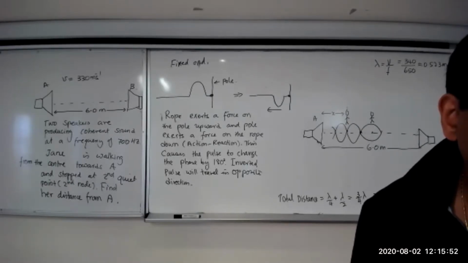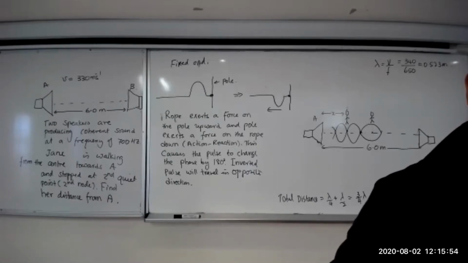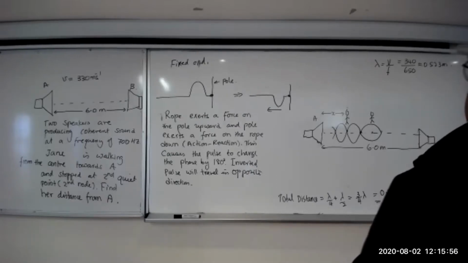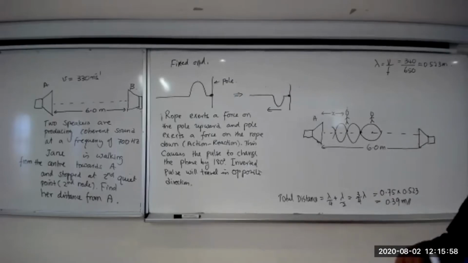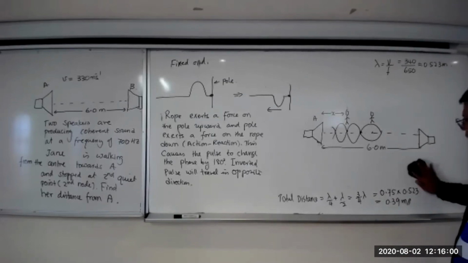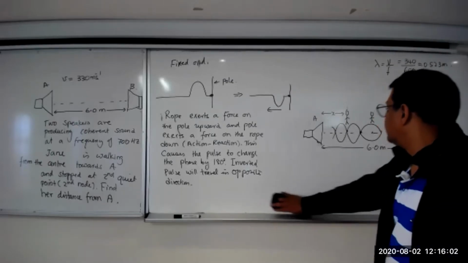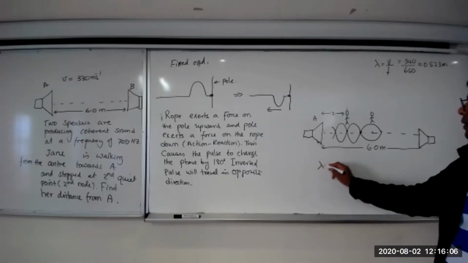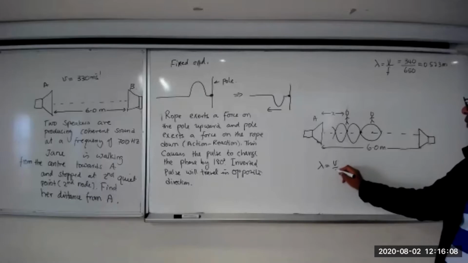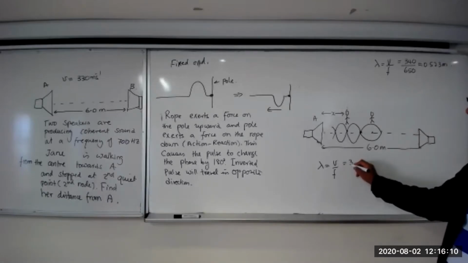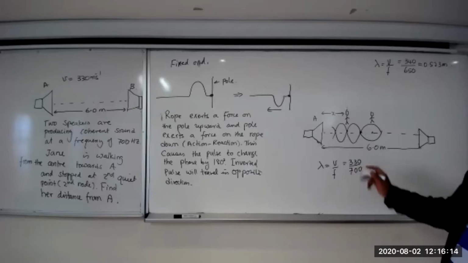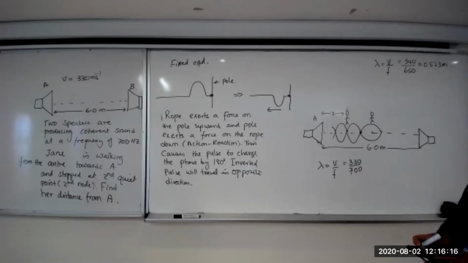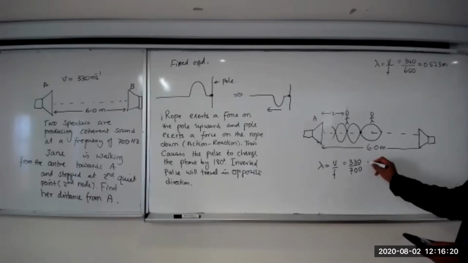Yeah, 2.65 seems reasonable. Oh yeah, maybe that's reasonable. Yes, that's reasonable. The first thing is find your lambda. The lambda is V on F.